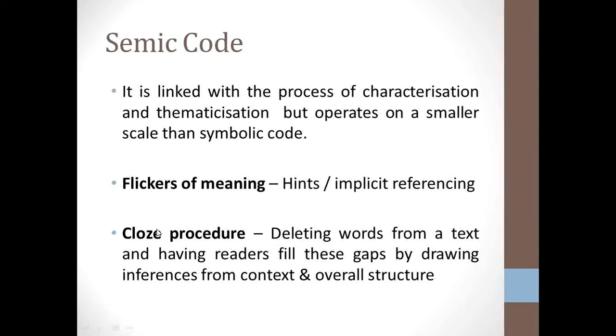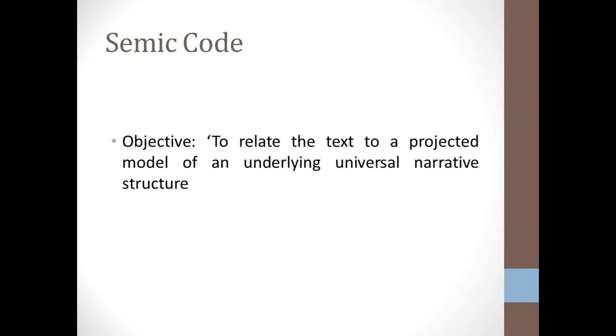If you're quite accustomed to a certain language, if you're really fluent in the language, it'll be easy for you to put in the words. It's just like the grammar classes that you've done during your school time, right? You fit the best word that is possible among the choices given to you. So it's called the cloze procedure. Now, the main objective of the semic code is to relate the text to a projected model of an underlying universal narrative structure. As I said earlier, you're looking for an underlying universal narrative structure.